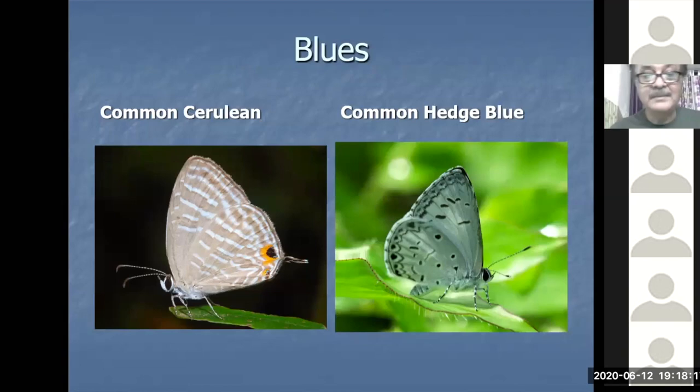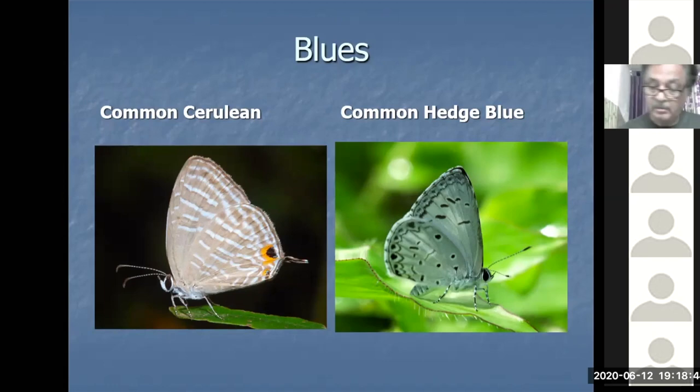So now we come to blues. Blues are those small butterflies as small as a little finger's nail. That's a common cerulean and the common hedge blue. These are found in your gardens also. And you'll be surprised, many of the butterflies will not be seen on flowers, but will be sitting on bird droppings. They have an affinity for bird droppings, the skippers and the blues, because bird droppings have nitrates and salts, which they require. I'll tell you why salts are required later on.